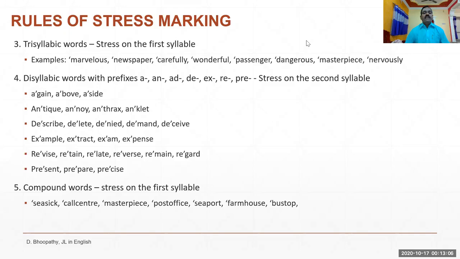Disyllabic words with prefixes. This is a fixed one. When a word begins with a sound, the letter A, a very short vowel sound: again, above, aside, along, around. So in all these words, the second syllable is the stressed syllable. The first one, it is beginning with A.